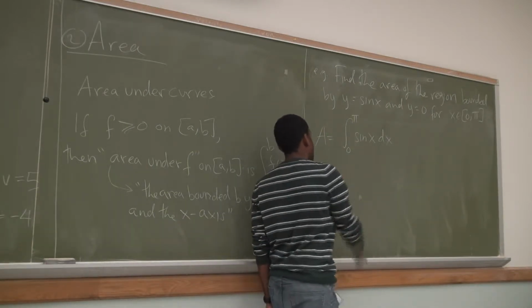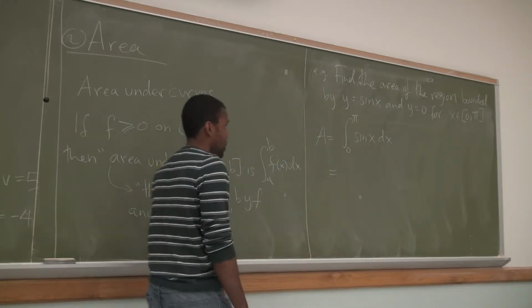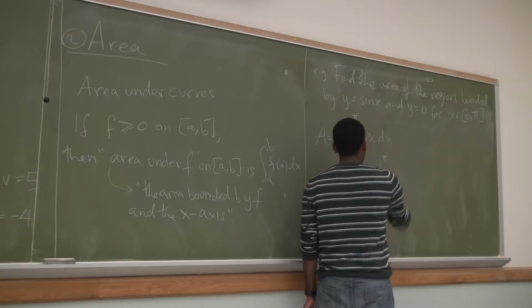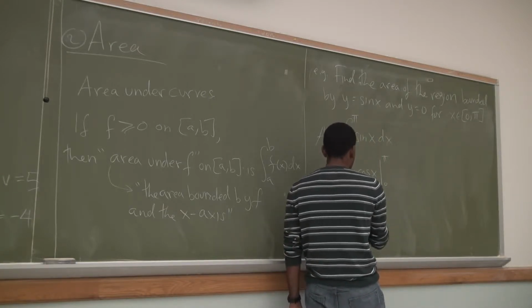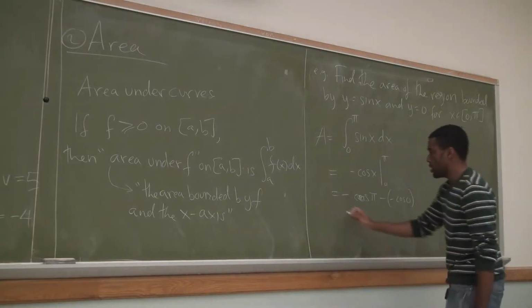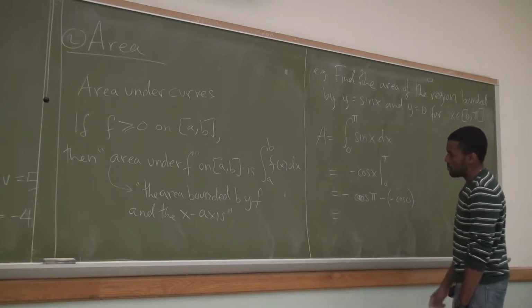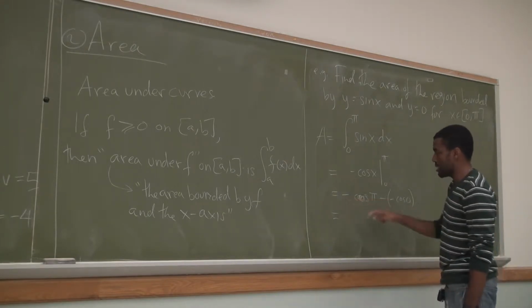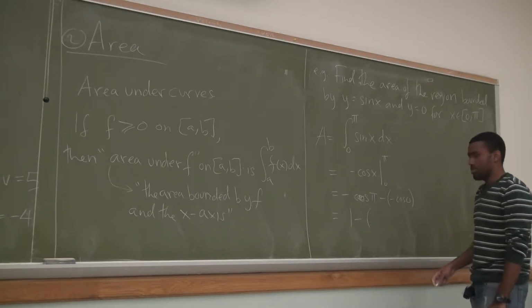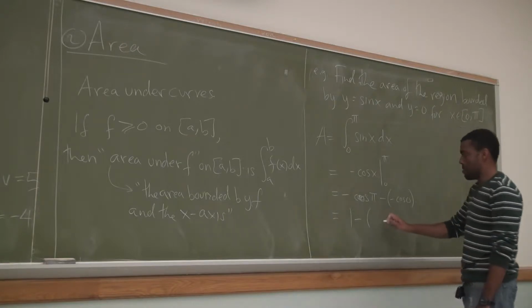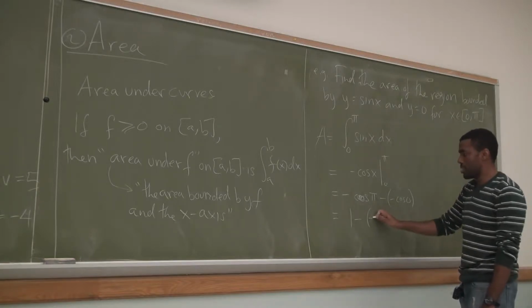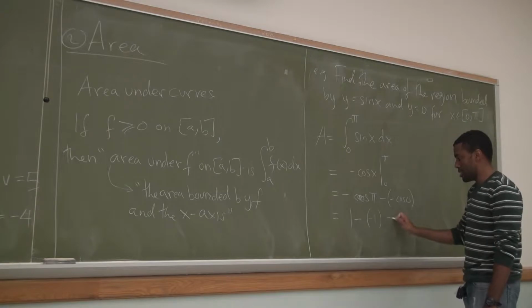Okay, so how do we do that? Antiderivative of sine is what? Minus cosine between 0 and pi. Plug in: minus cosine pi minus minus cosine 0. Cosine of pi is minus 1. Minus minus 1 gives you plus 1. Minus cosine of 0: cosine of 0 is 1, so this is minus 1. So there's 2.